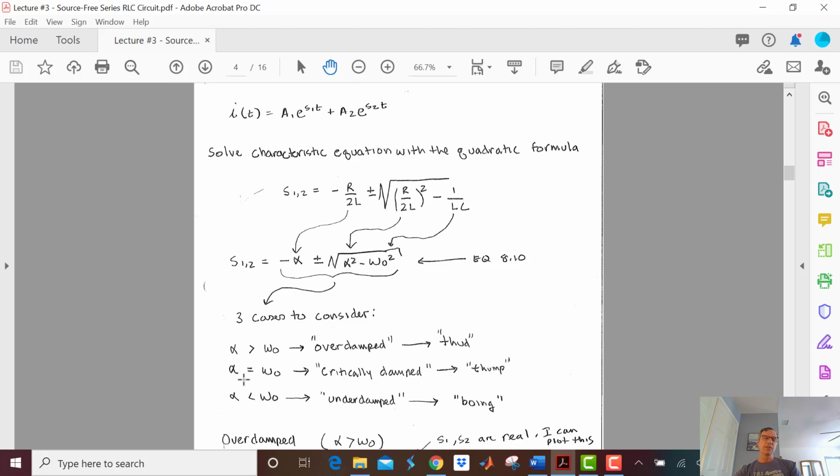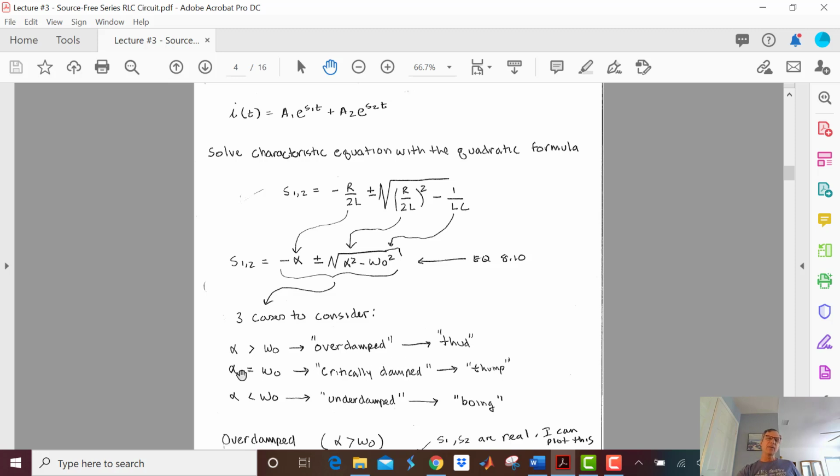Now let's look at when alpha is equal to omega naught. That would be the condition where R over 2L happens to be equal to 1 over the square root of LC. And that's going to mean that S1 and S2 are both going to be equal to minus R over 2L, because this term will be 0, because alpha is equal to omega naught, so this all becomes 0. And we call that critically damped. And for critically damped, I say, let's see, I used Thud and Boing, so I better call it a thump.